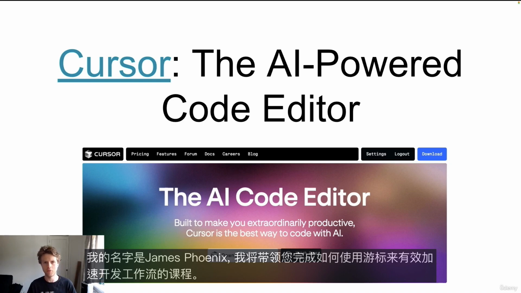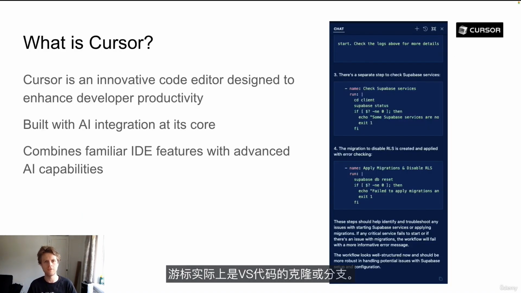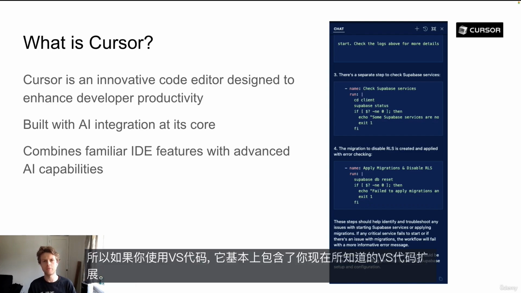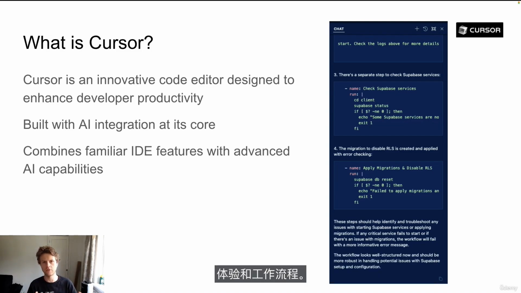Welcome, my name is James Phoenix and I'll be leading you through this course on how to use Cursor to effectively speed up your development workflows. What is Cursor? Well, Cursor is actually a clone or a fork of VS Code. So if you're using VS Code, it's basically got everything you know about now, VS Code, the extensions, but they've built it in a way where it has an improved developer experience for working with AI and generative tools for software development experience and workflow.